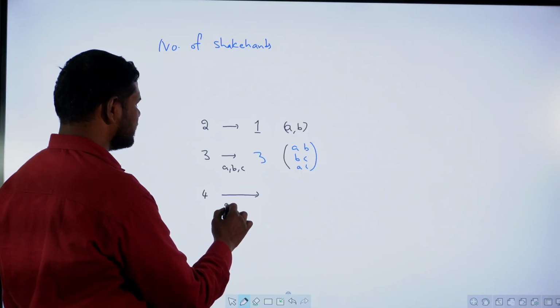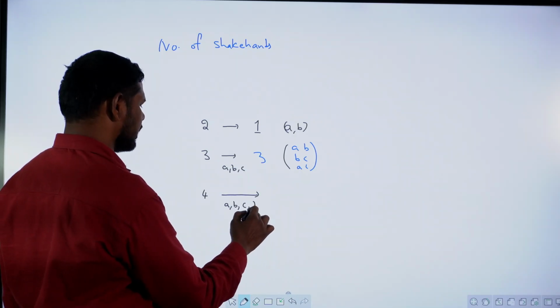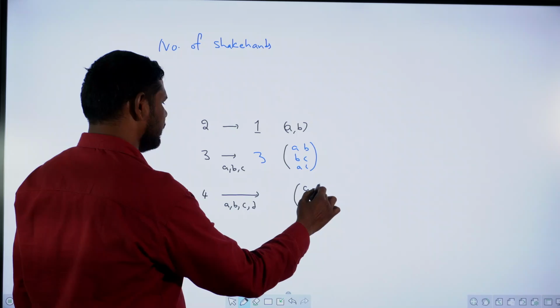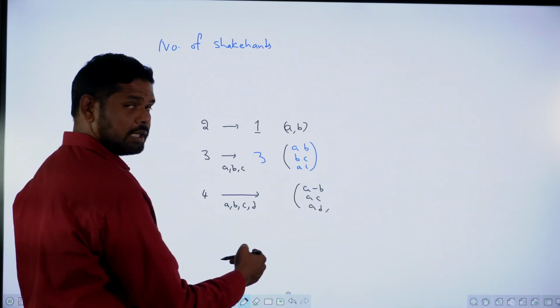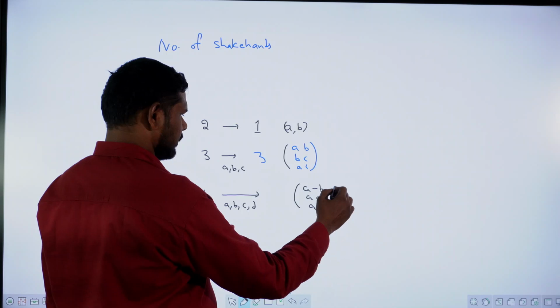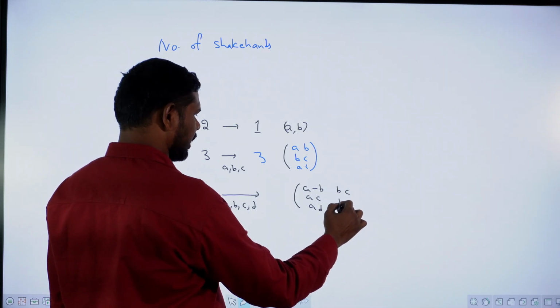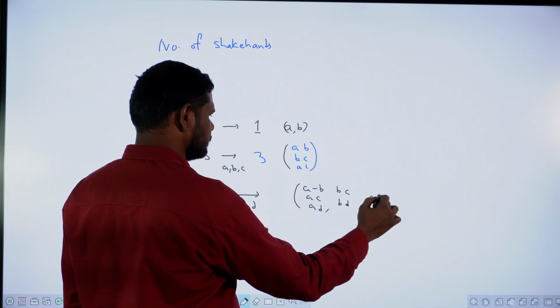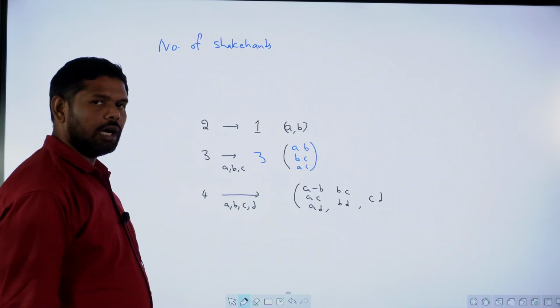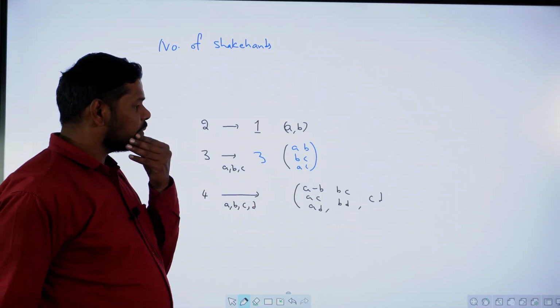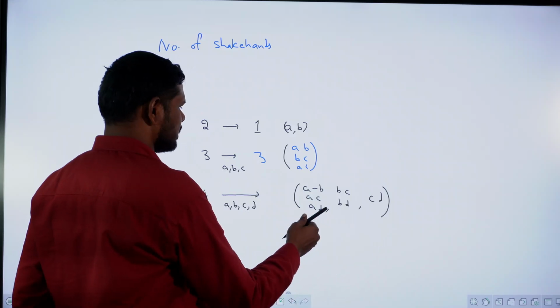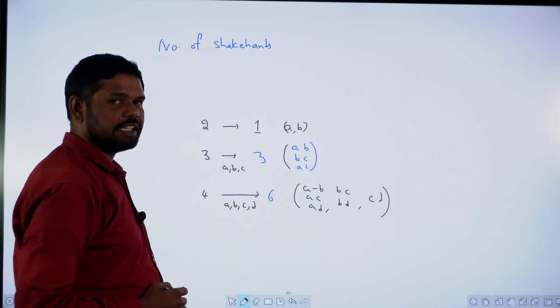Just I am analyzing here. After that I will give the direct way also. So AB, AC, AD is one case. Is that clear or not? Then BC, BD is another case, then C and D. Yes, clear? So these are all the possibilities for 4 members. How many shake hands? 6 shake hands.